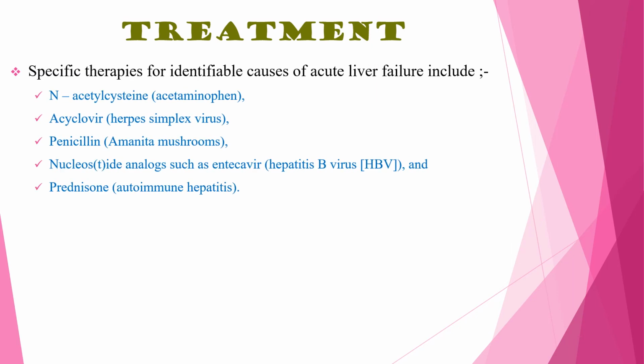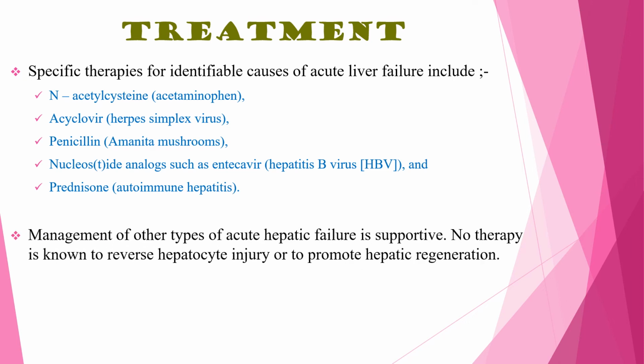Regarding treatment, specific therapies for an identifiable cause of acute liver failure include N-acetylcysteine for acetaminophen, acyclovir for herpes simplex virus, penicillin for amanita mushrooms, nucleotide analogs such as entecavir if hepatitis B virus is the cause of acute liver failure, and steroids for autoimmune hepatitis. Management of other types of acute liver failure is supportive, and no therapy is known to reverse hepatocyte injury or to promote hepatic regeneration.